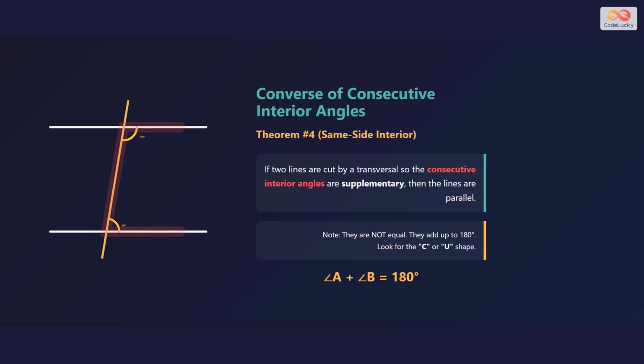The fourth one is unique. For consecutive interior angles, also called same-side interior, the angles must be supplementary to prove lines parallel. This means they must add up to 180 degrees. Look for a C or U shape.